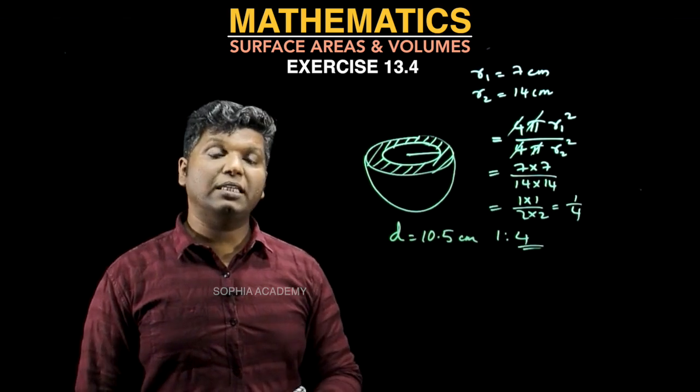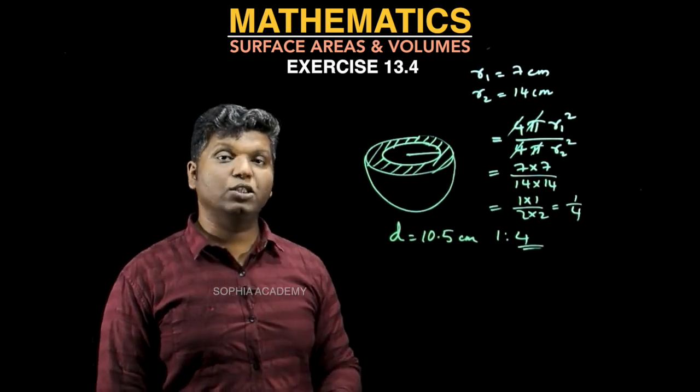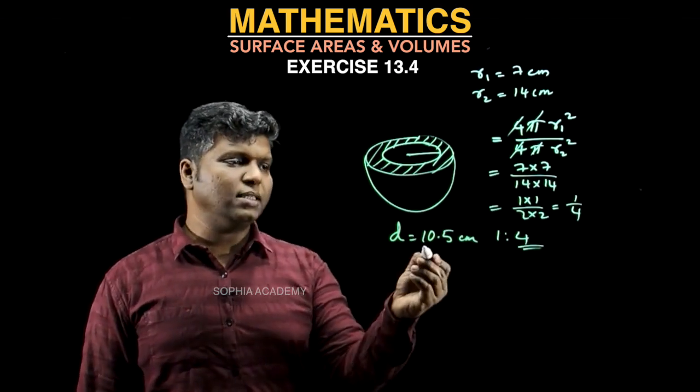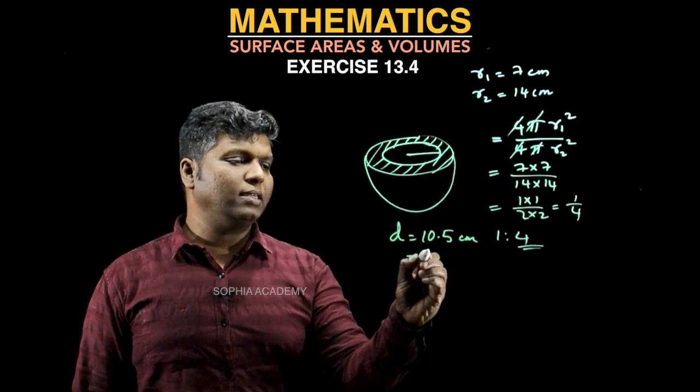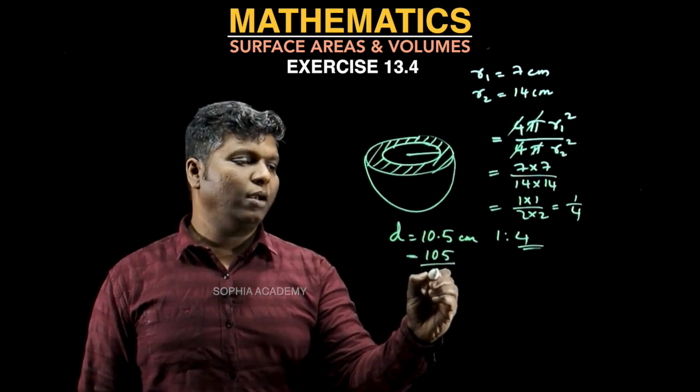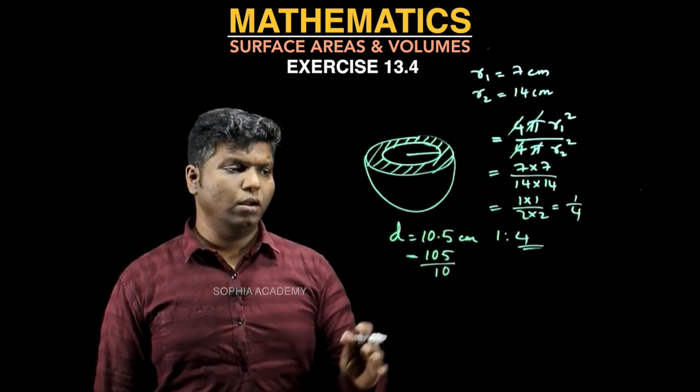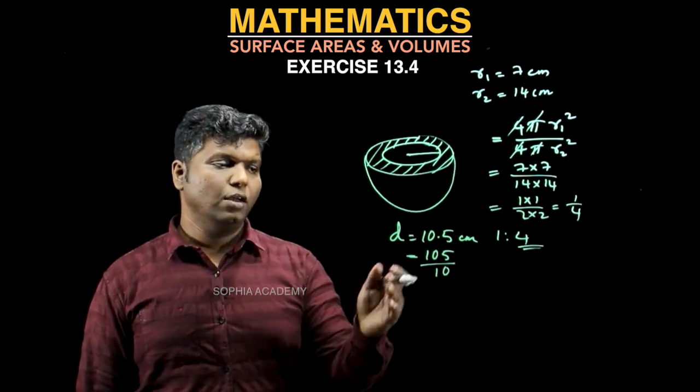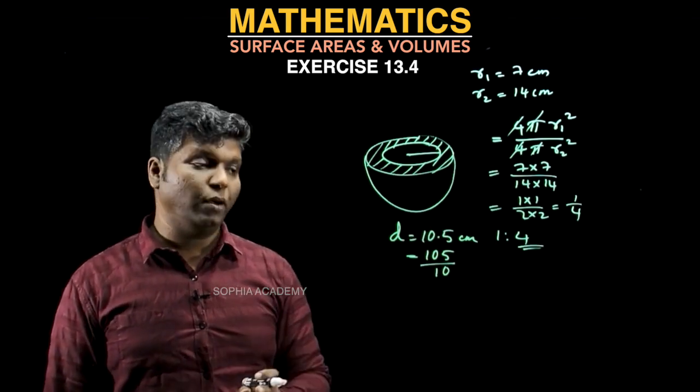It is 10.5 centimeter. You have to convert this into radius. So tell me what will be the radius. Actually, regarding this one, we can write it as 105 divided by 10. Keep it like that. That will be much better if you are writing like that. 105 divided by 10 means you change the point.